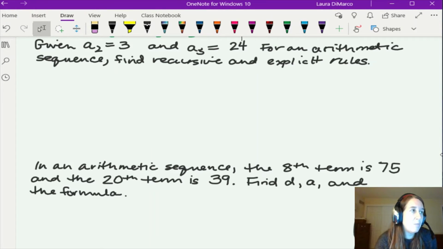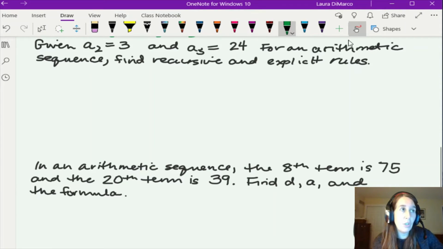First, a sub 2 is equal to 3, and a sub 5 is equal to 24. And we're told that it is arithmetic. Okay, so we have to know that it's going to follow these rules, because otherwise we just have two terms. We don't know how they're related. It is arithmetic. We're going to find the rules for it. So first we're going to need to find d and find the first term, because the first term isn't given.